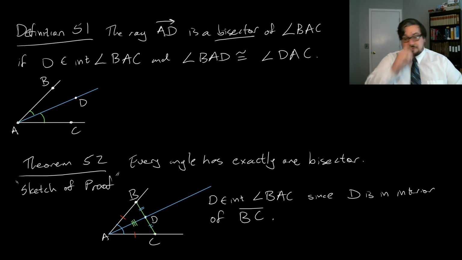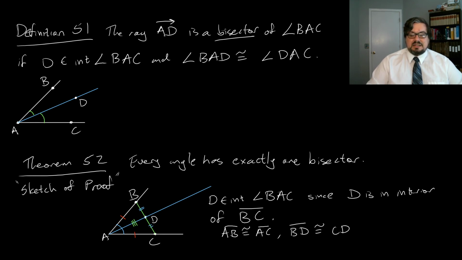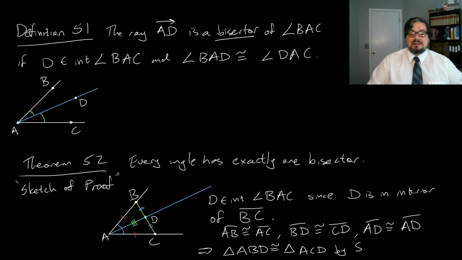By construction, we know that AB is congruent to AC, and that BD is congruent to CD. Those are both by construction. We chose our points in such a way to make that happen. And of course, because congruence is reflexive, we have that AD is congruent to AD. What that means is that the two little triangles that we have inside our diagram here are congruent. That means that triangle ABD is congruent to triangle ACD by side, side, side.